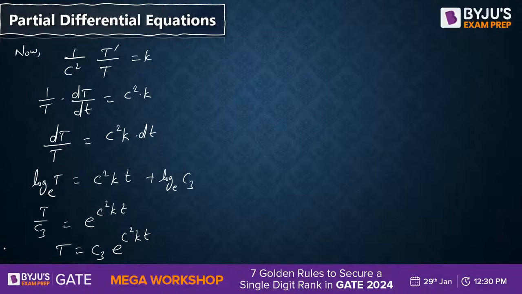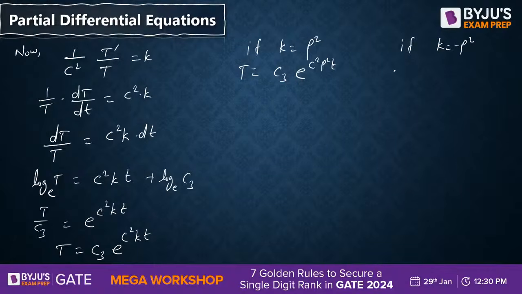Now what is our k? K can be minus p square and plus p square. If k is plus p square, then T will be C3 e raised to c square p square t. And if k is minus p square, then T will be C3 e raised to minus c square p square t. Correct? So these are the two possibilities.